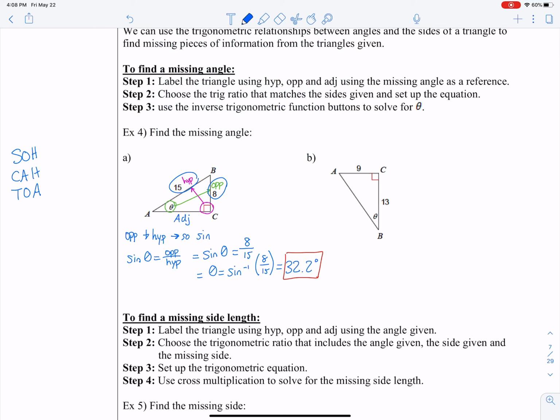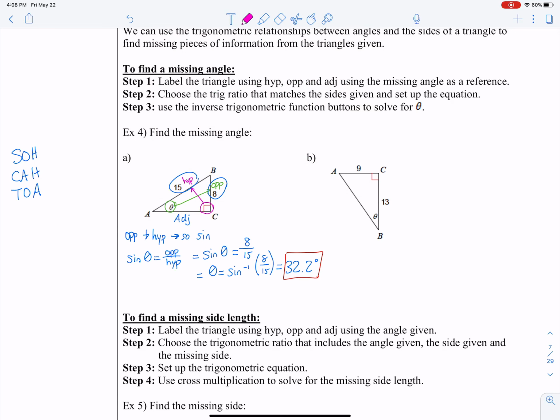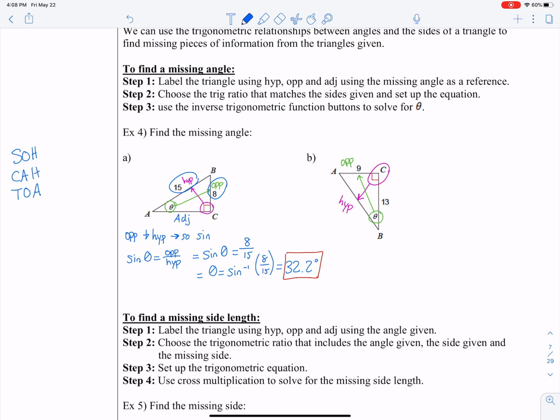Next one, we have another triangle over here. So we're going to start off the same way that we label. So circle here, draw it down. That's our hypotenuse. Next, we're going to look to see if they indicated an angle on here. They have right here. Draw across and say that this is my opposite. And then whatever is not labeled, that's my adjacent.